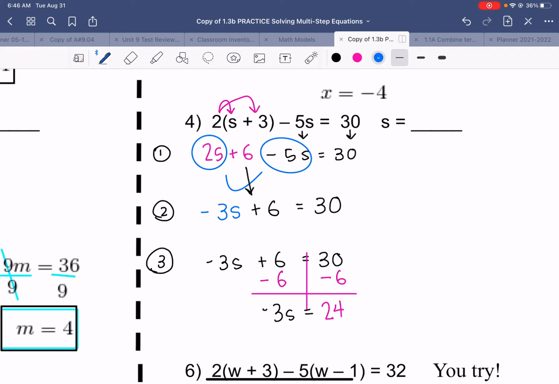And then I divide by that negative 3 because the second step of solving is to undo the multiplication or division, or undo that coefficient. So when I divide by a negative 3, I get s equals negative 8.